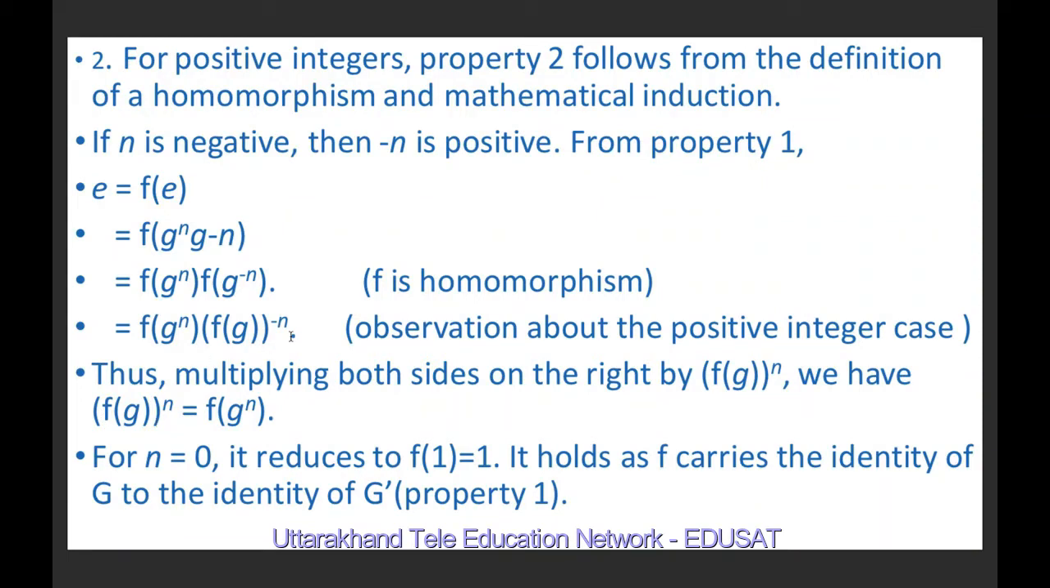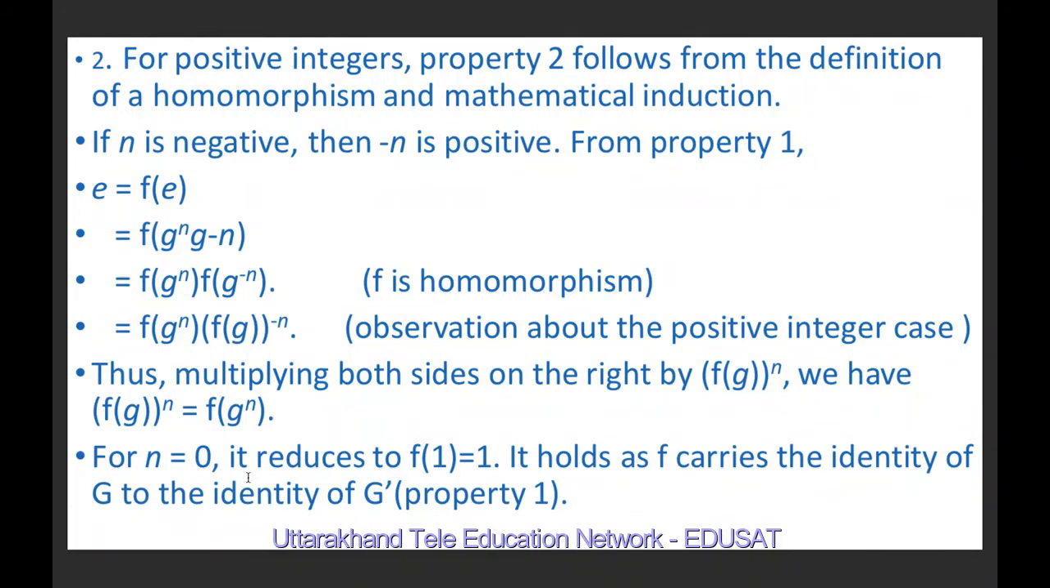And on the right side, if we multiply by f(g^n), so f(g^-n) into f(g^n) is nothing but the identity element. And this is f(g^n) into the identity element, which is equal to f(g^n). So we are left with f(g^n) into f(g^n). So for positive integers we have proved, for negative integers we have proved.